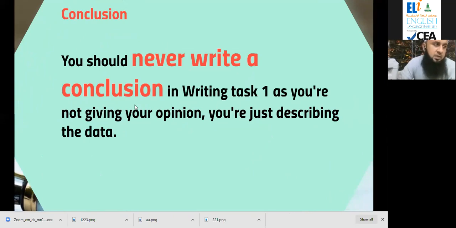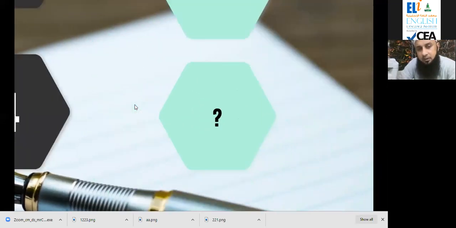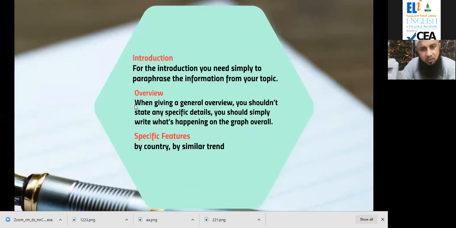In conclusion, sometimes you give your opinion, but it is not required. Sometimes some people write, I think they should do this to increase this thing. They're not asking you that, they're asking you to summarize the table. If they ask you in the question to give your opinion, then you do. But you don't have to write your conclusion. So these things are required.